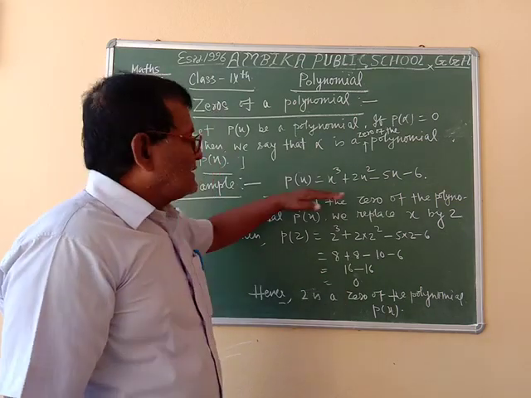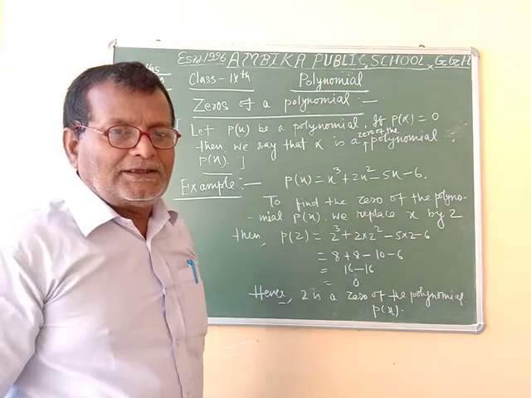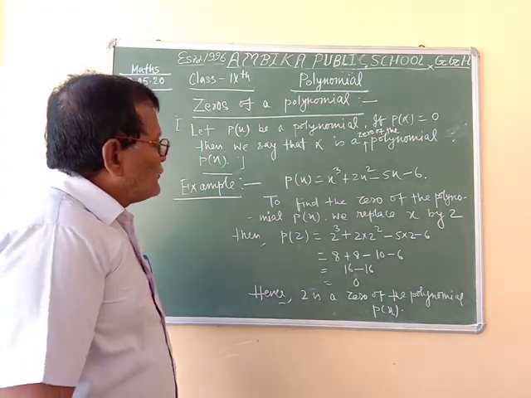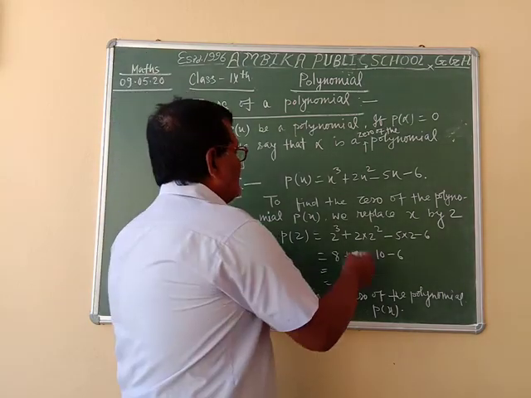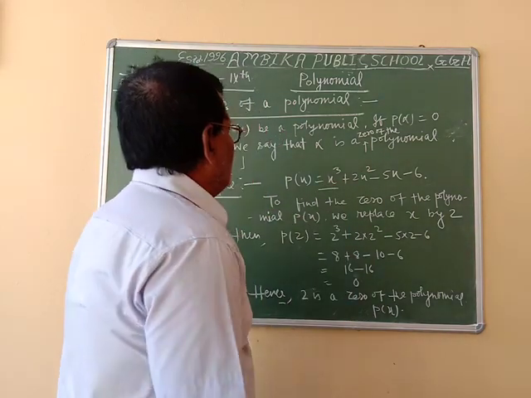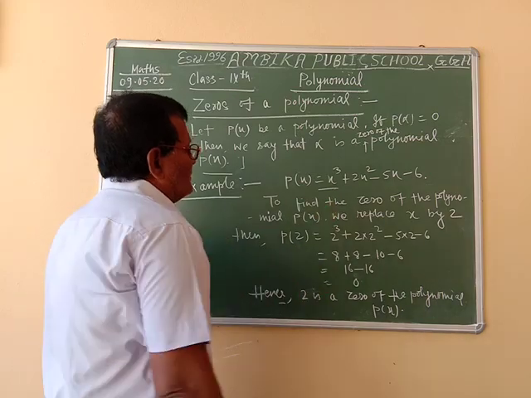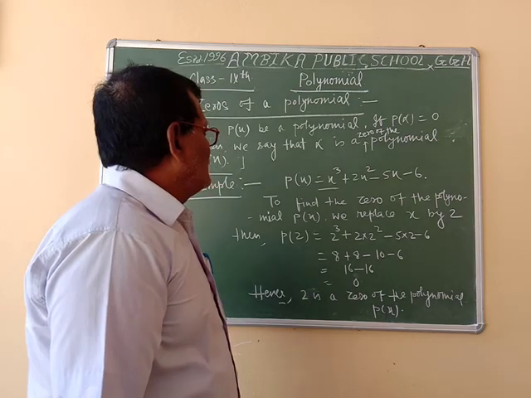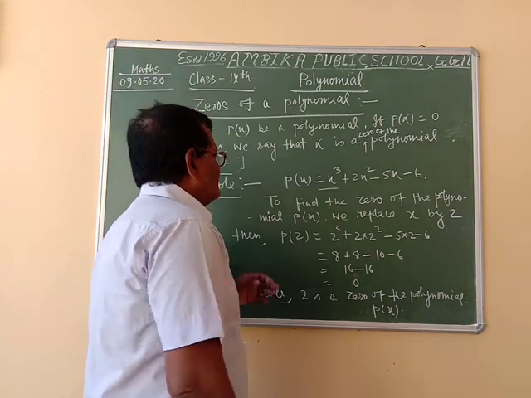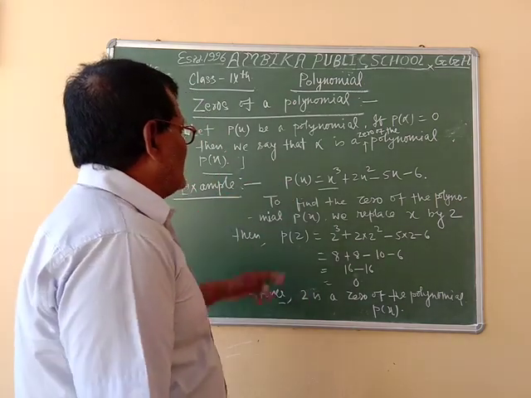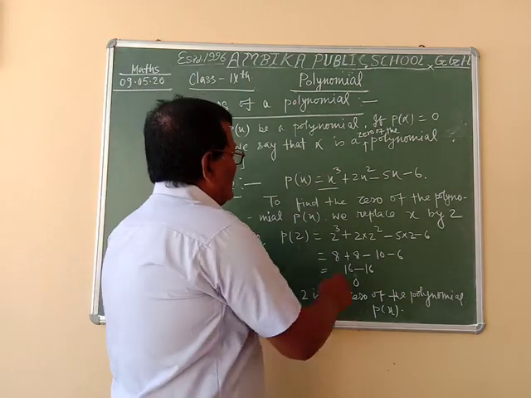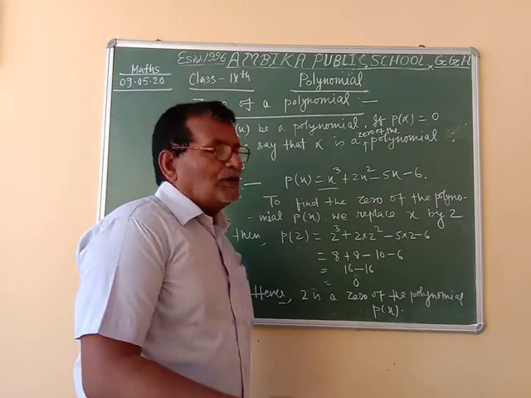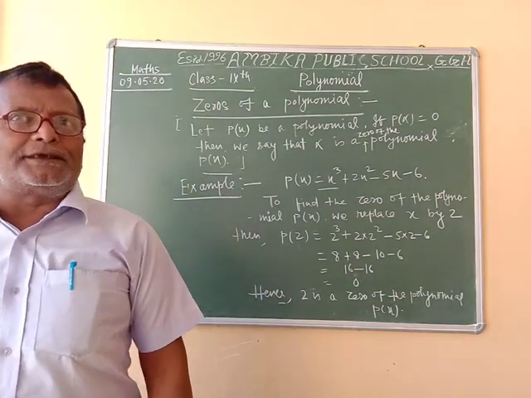Similarly, if you have to check whether the given numbers, minus 2 and 2, are zeros of the polynomial, to check that you replace x by the given number. If the result is 0, then the value of x will be the zero of the polynomial P(x).